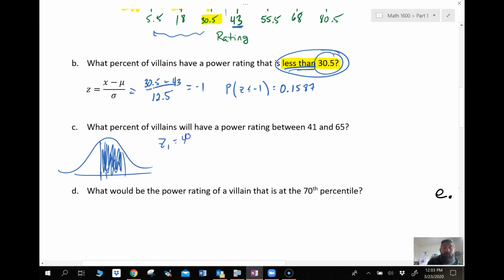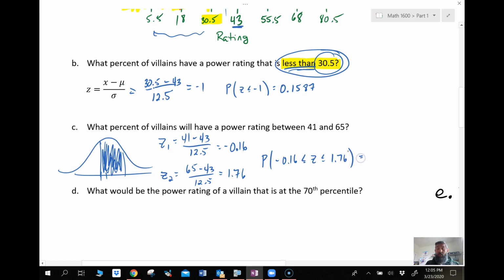Z1 is going to be 41 minus 43 over 12.5, and Z2 is going to be 65 minus 43 over 12.5. And we're going to find the z-score for each of those. Okay, so let's go ahead and do that. All right, so what we got here is -0.16 and 1.76, and so what we're looking for is the probability that the z is going to be between -0.16 and 1.76.